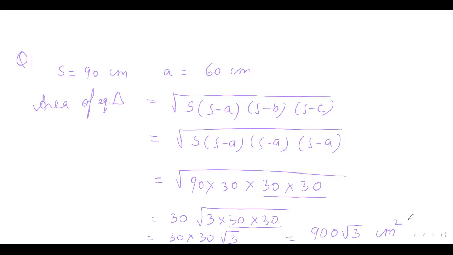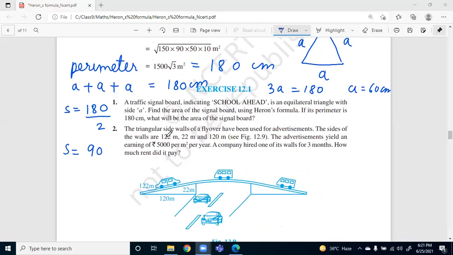Okay, so let's proceed to the second question. A triangular side wall of a flyover has been used for advertisements. The sides of the wall are 122, 22 and 120 meters. The advertisement yields an earning of rupees 5,000 per meter square per year. A company hired one of its walls for 3 months. How much rent did it pay? So how much rent does that company have to pay?